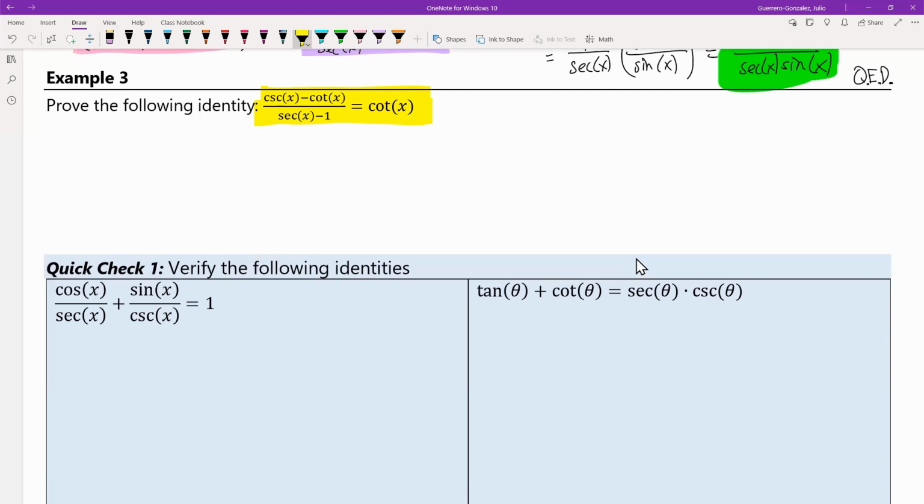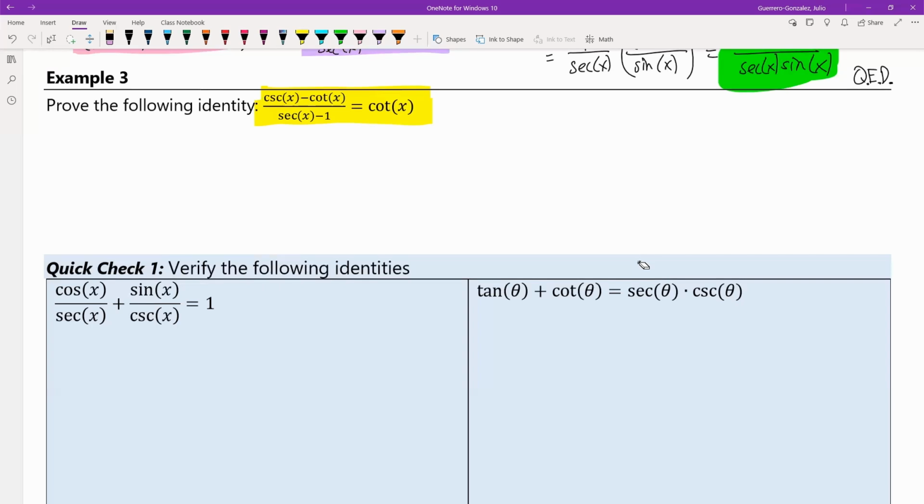More often than not, you really want to start with the messiest side. Hopefully you guys see what I'm talking about here. It looks best. I have more options, more stuff to play around with if I grab the left-hand side and turn it into the right-hand side. Even myself right now, I don't see how I'm going to grab cotangent and break it up into this. Does that make sense? So I usually tell everybody, start with the messier side.